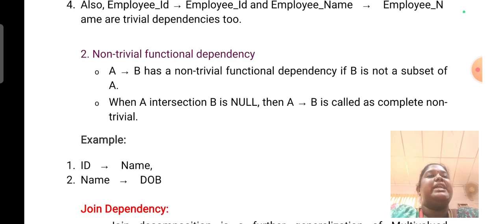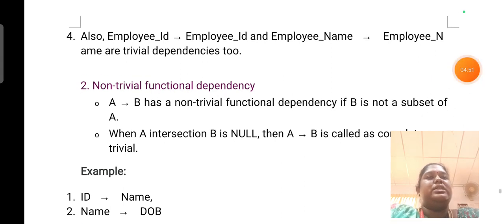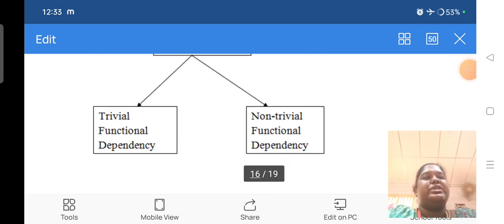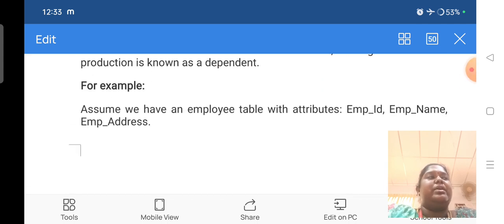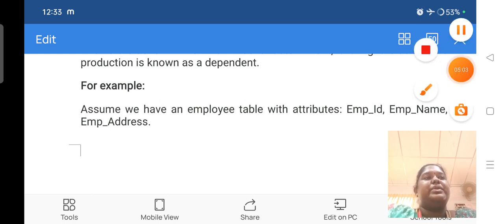Non-trivial dependency means A tends to B is non-trivial if B is not a subset of A. When A intersection B is null, then A tends to B is called complete non-trivial. For example, ID tends to name, name tends to date of birth. These are the types of functional dependencies. Functional dependency means A tends to B, where B is functionally dependent on A. So it is a functional dependency. Thank you.